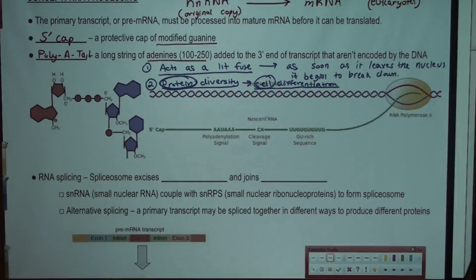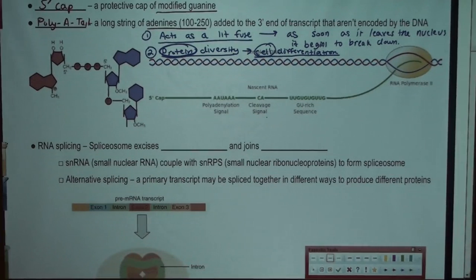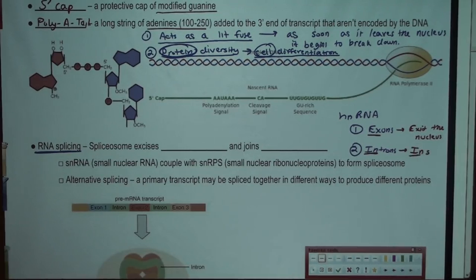Okay. So 5' cap put on one end, poly A tail put on the other end. Now we're going to have RNA splicing. So basically, we're going to start chopping out parts of the RNA. To do this, we use a spliceosome. So remember, within hnRNA, you have two things. You have exons and you have introns. So the X in exons means they're exiting the nucleus. So the exons are going to stay within the RNA. The introns, they stay inside the nucleus. So introns are cut out, exons are allowed to leave.